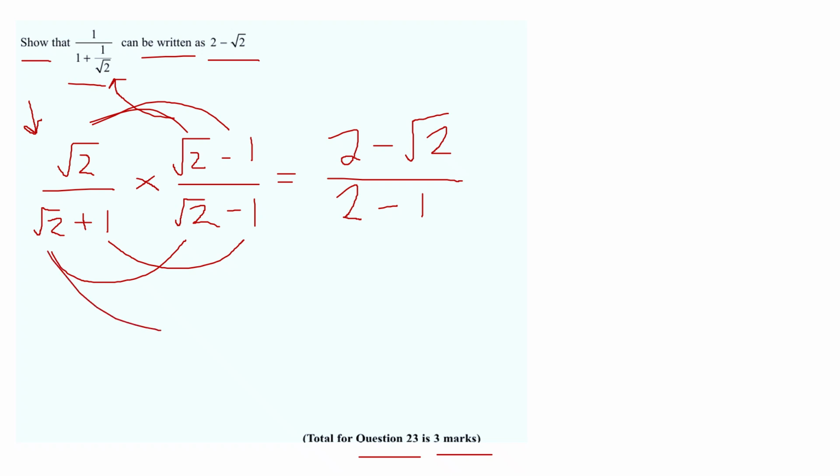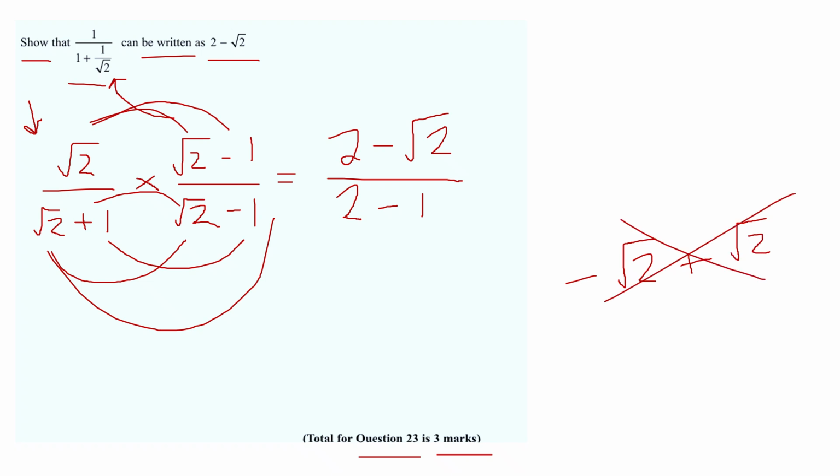We have root 2 times minus 1 makes minus root 2. Then we have plus 1 times root 2. Okay, so that becomes plus root 2 or plus 1 root 2. Okay, then obviously cancelling, going to 0. Okay, leave me with just 2 minus 1 on the bottom. Okay, so 2 minus 1 makes 1.